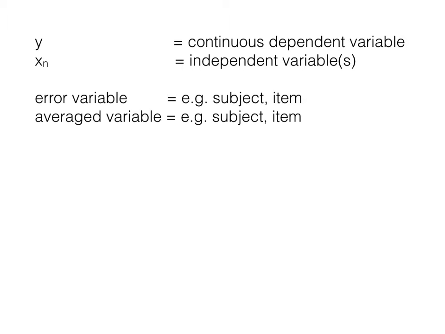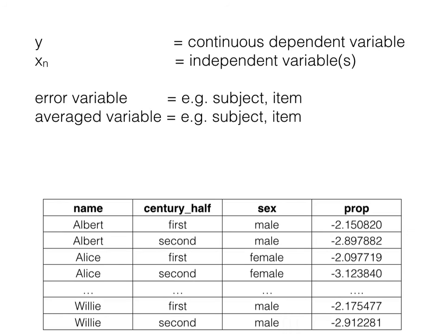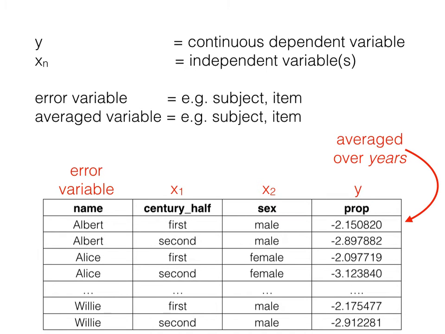To make it a little clearer what I mean, look at the following data. This is our data from before in a format that we can run an ANOVA on. We have our Y, or dependent variable, our x1, century half, our x2, sex, and our error variable, specific name. However, originally, this data had one row for each year within each century half. But for our ANOVA, we averaged over years. So our dependent variable is a mean averaging over years given our other variables.